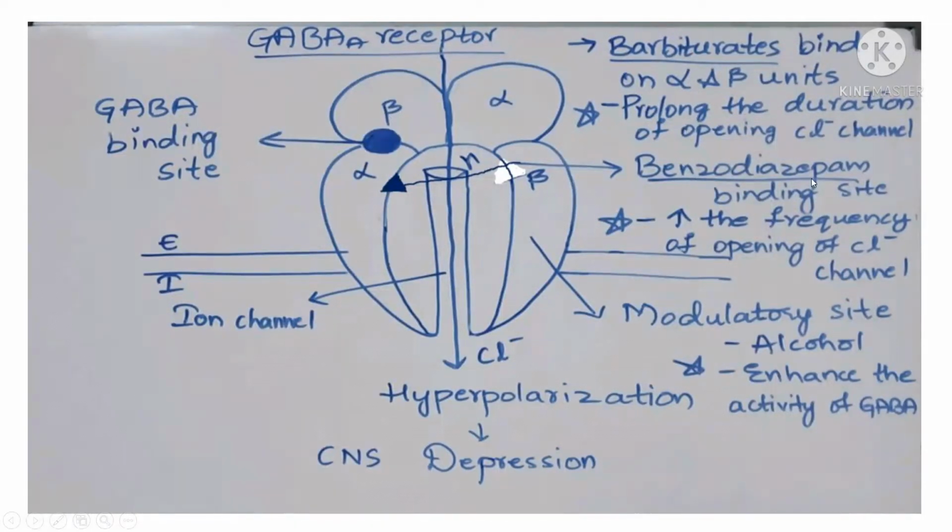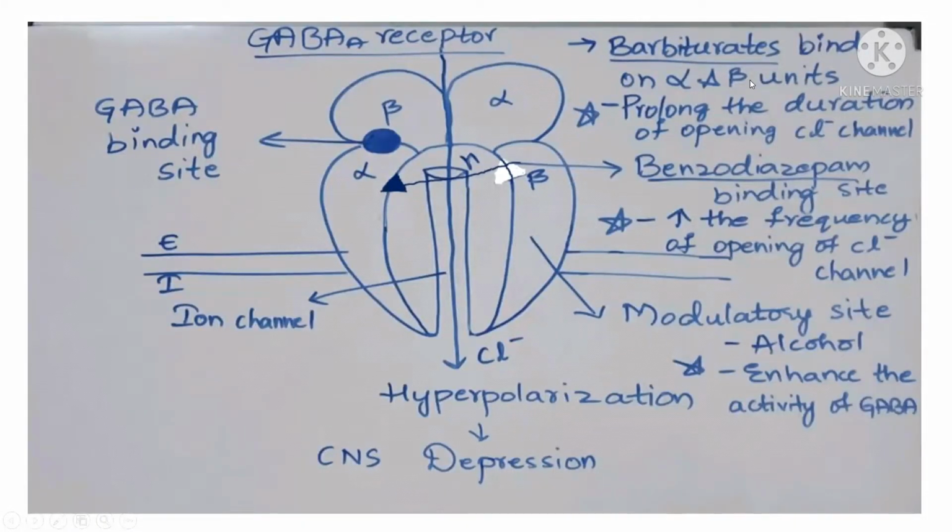The benzodiazepine binding site is between alpha and gamma, whereas barbiturate binding sites are on the pockets of alpha and beta subunits. Just remember these locations of the binding sites. GABA is between alpha and beta, benzodiazepine is between alpha and gamma, whereas barbiturates are on alpha and beta. And there is a modulatory site also. In glutamate there is a modulatory site where glycine binds, and here also there is a modulatory site.